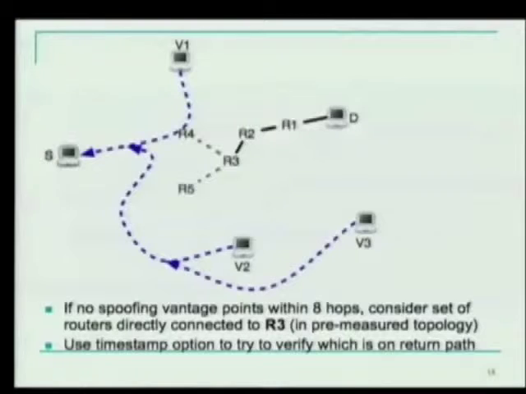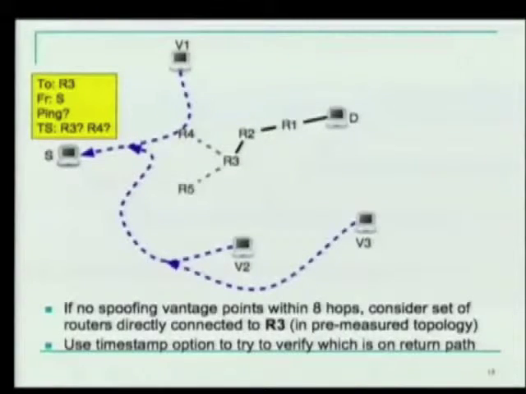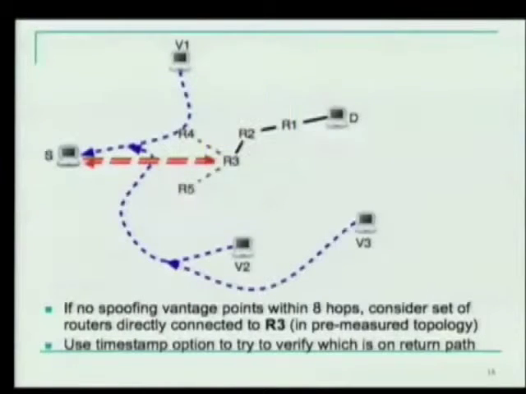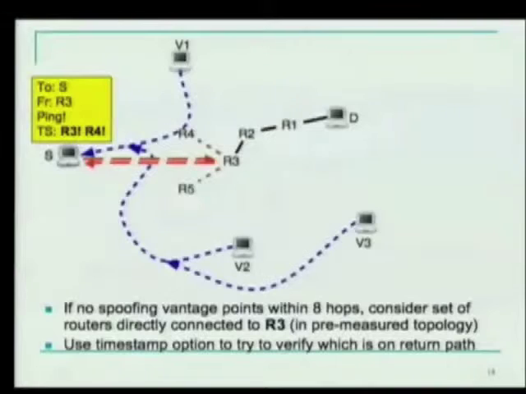We'll then test them one at a time to see which one's on the reverse path. So we're going to send a timestamp ping from the source to R3, and we'll ask for R3 and then R4 as timestamp. So if we see R4 as timestamp, that means it was on the reverse path, because R3 had to stamp first. Send it to R3, R3 stamps. We get the response back. There is a stamp for R4, so we now know that R4 is on that reverse path. So it looks like this.